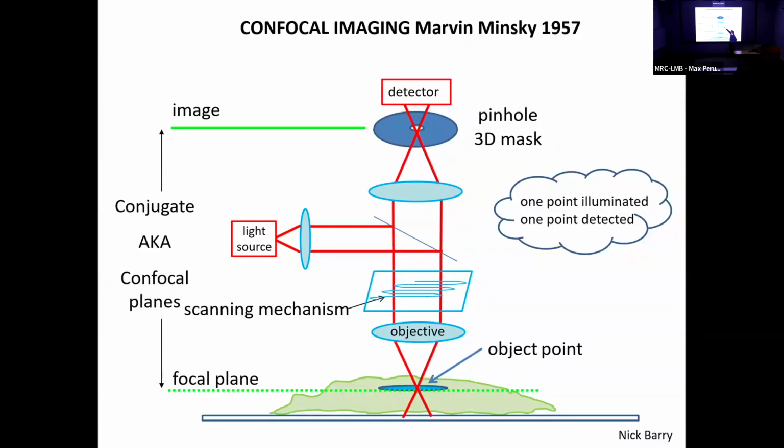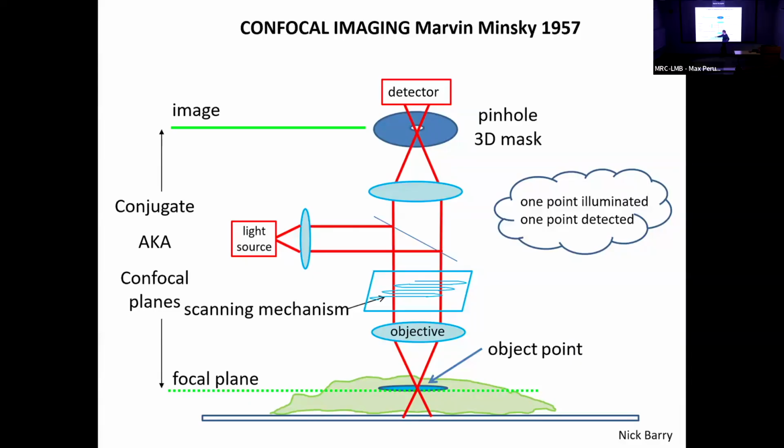But up on the detector plane, he's matched this focal plane to a pinhole in the image plane. So only light that comes from the focal plane gets through the pinhole and onto the detector. Any light that's coming from above or below will be out of focus when it gets to the pinhole and be blocked by the pinhole. So the pinhole, even though it's a sort of two-dimensional object, is actually a mask in 3D space. It only lets stuff through from that point there.